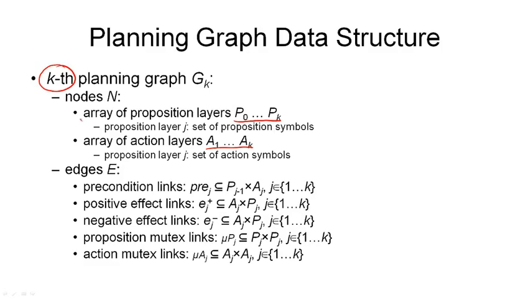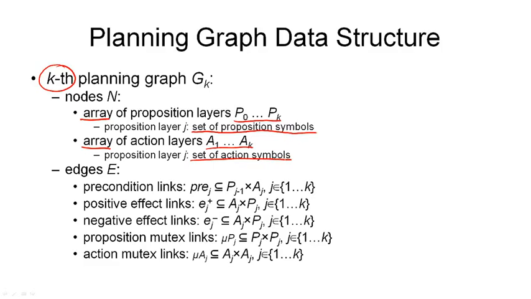For quick access, the proposition layers and action layers can be stored into arrays, and the symbols within these layers should be stored in sets of proposition symbols and sets of action symbols. They should be represented as sets because we don't want the same symbol appearing twice in the same layer. In fact, since we know that proposition and action layers are monotonically growing, we can store each symbol in only exactly one layer, and we know that this symbol must also be contained in all the following layers of the same type. And then we have the edges of the planning graph.